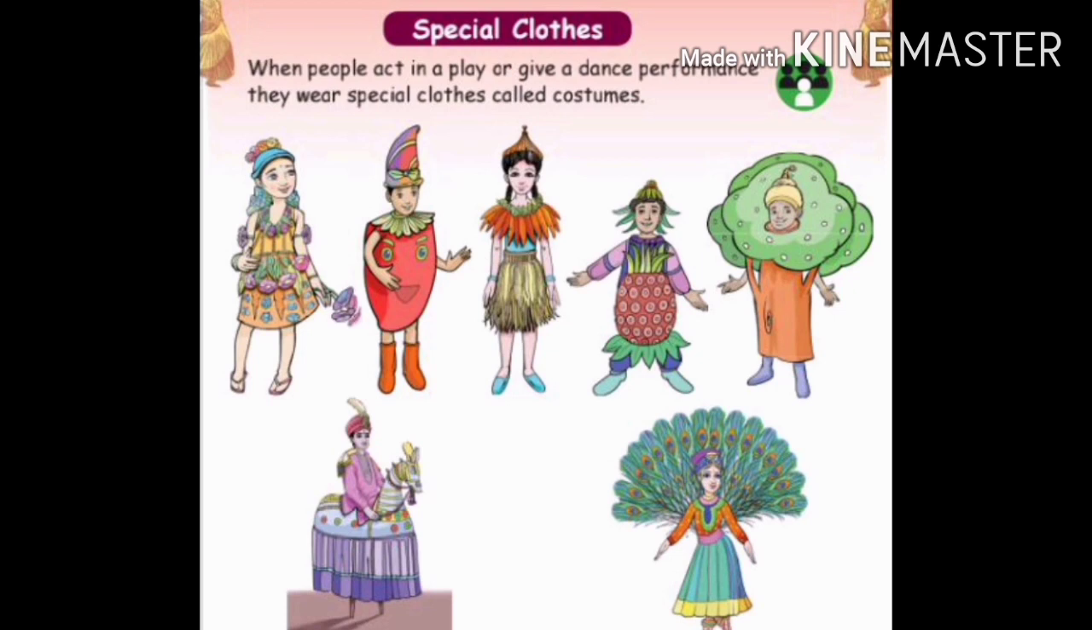See the picture, children. These are called special clothes and the other name is costumes. Special clothes are called costumes.